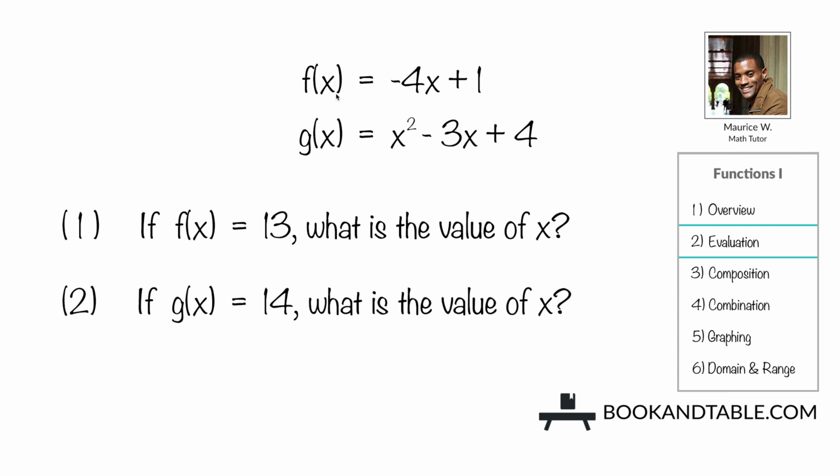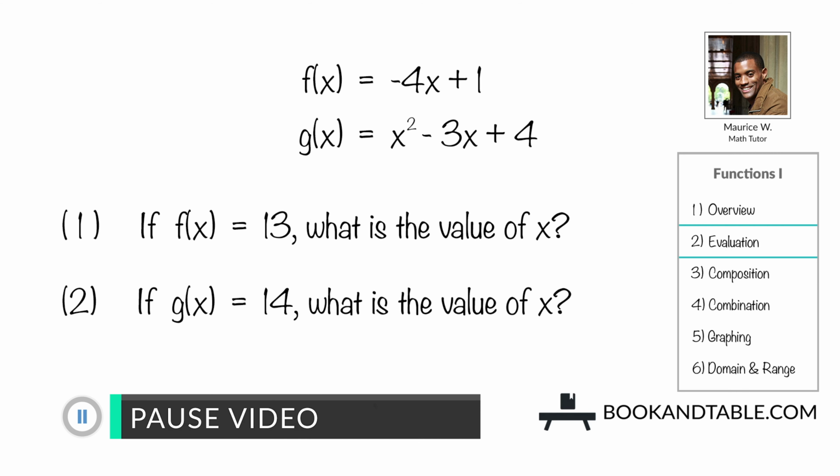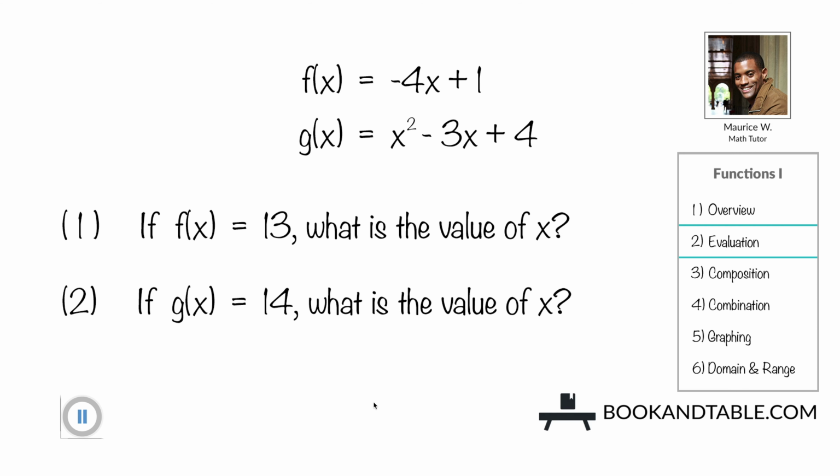Given that f of x is equal to -4x plus 1, and g of x is equal to x squared minus 3x plus 4. Question number 1: If f of x is equal to 13, what is the value of x? Question number 2: If g of x is equal to 14, what is the value of x? Pause the video, answer these questions, and then press play when you are ready to begin.